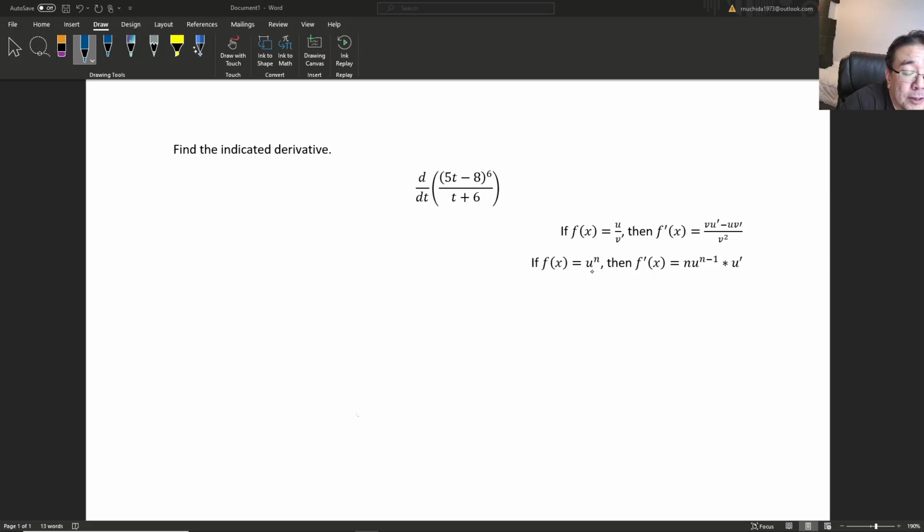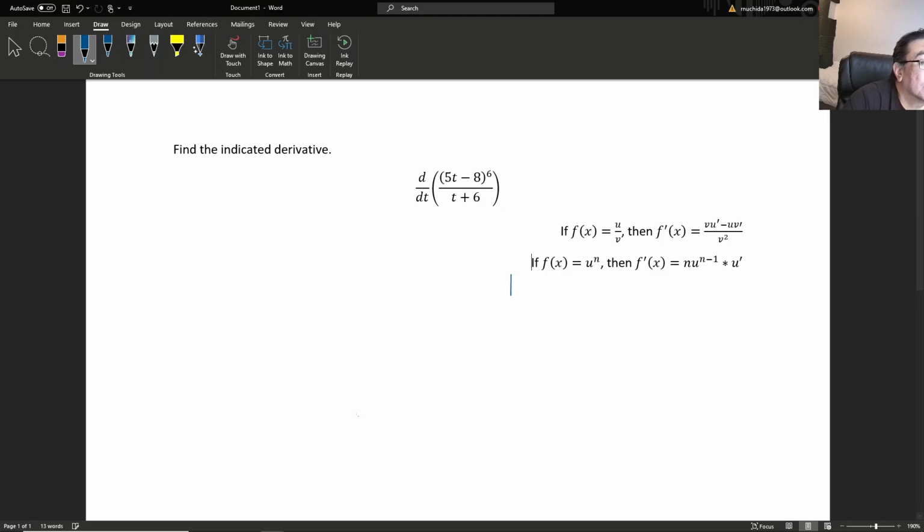And then for one version of the chain rule, which is sometimes called the generalized power rule, when you have one function, let's call it u, raised to a power n, then the derivative of that is you multiply by that exponent n, subtract 1 from that exponent, and then times it all by the derivative of the inside.